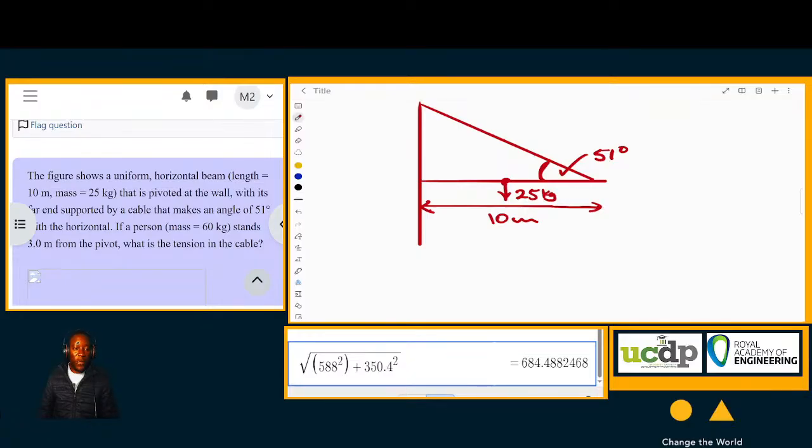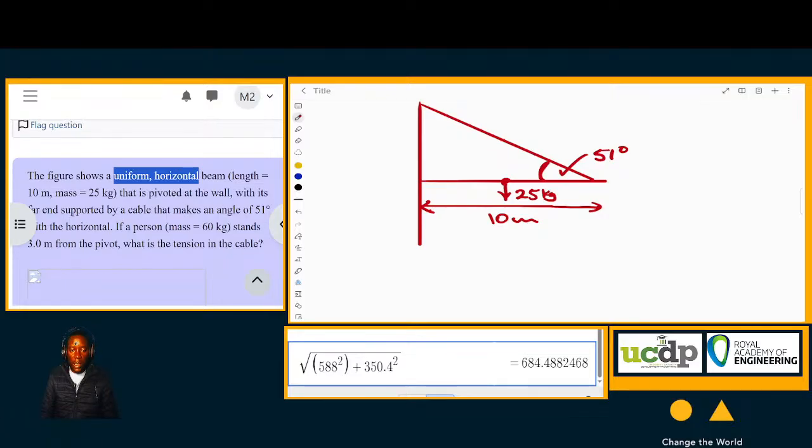Because it's a uniform beam, I think that's why it is important to have this in the description. It's a uniform beam. Because it's uniform, it means the mass is evenly distributed, so the weight will act on the center as if that's where all the mass is concentrated. So that's how it works. Anyway, the angle is 51 degrees.